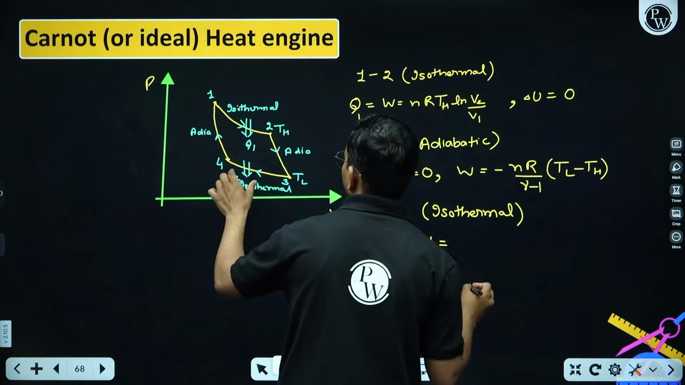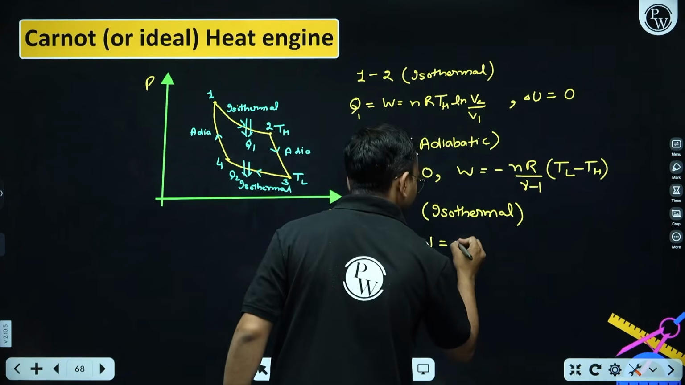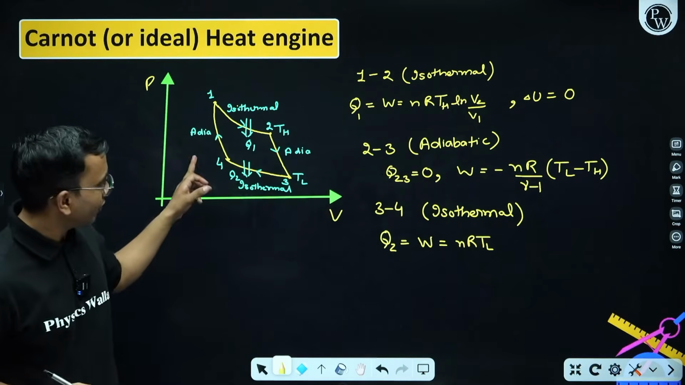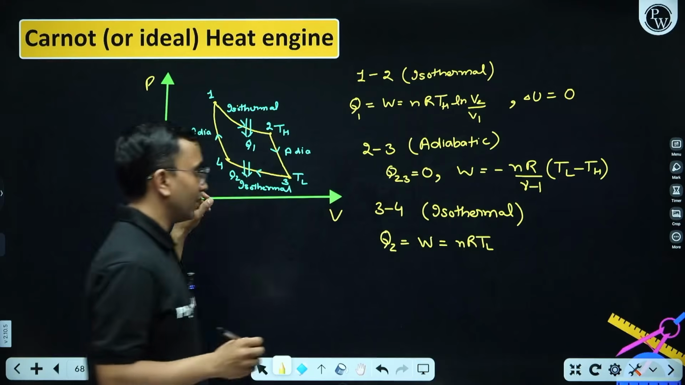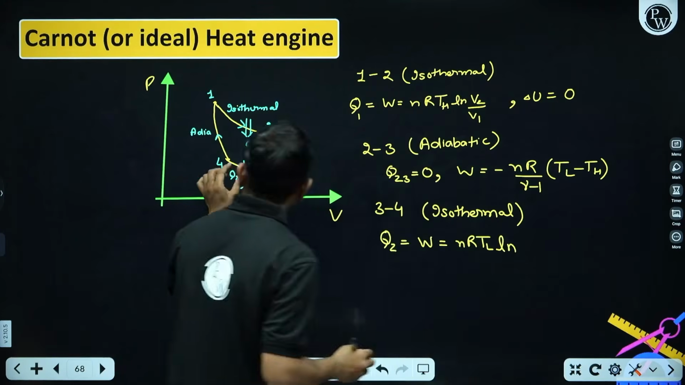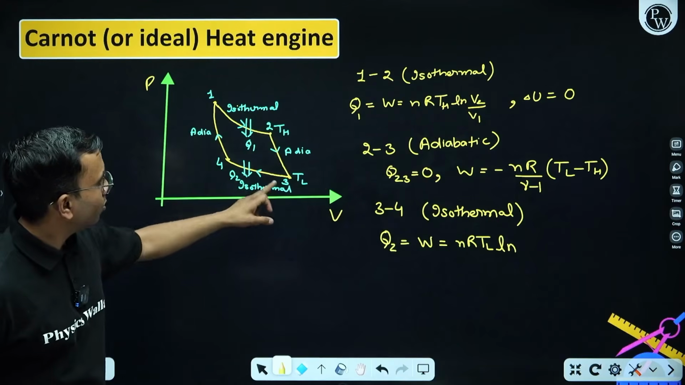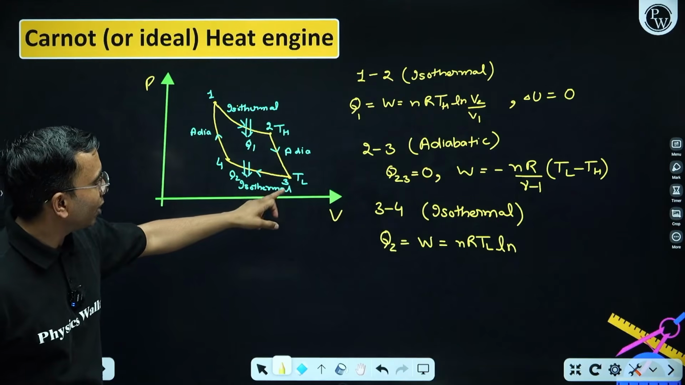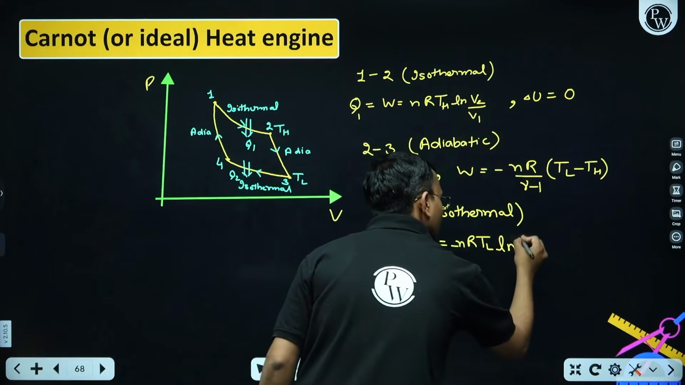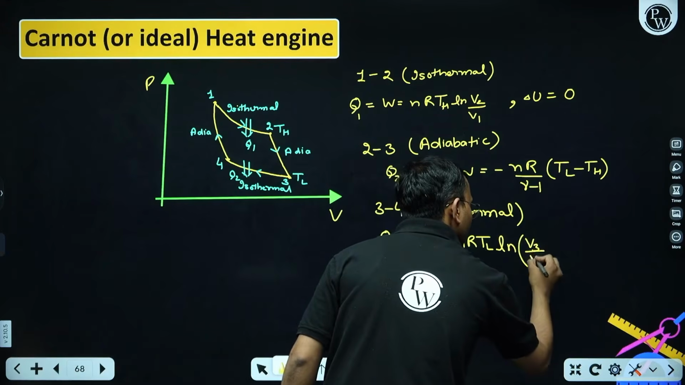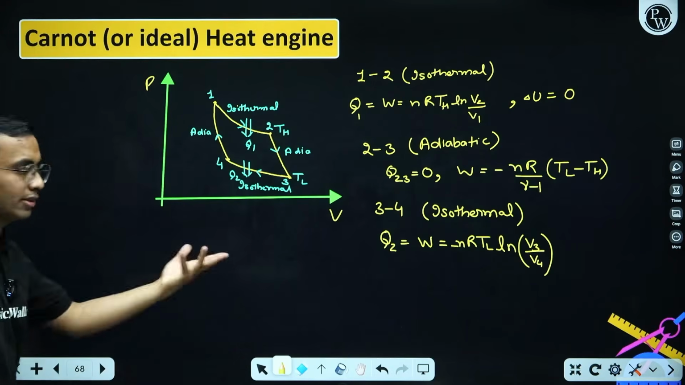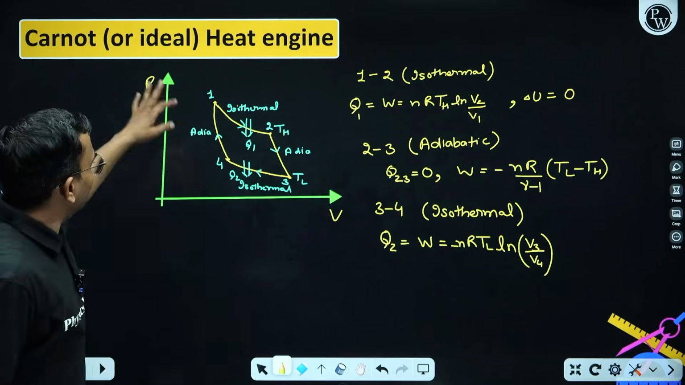So nRT, where T is T low, ln V2, where V final is V4, so V4 by V3. That is nRT ln V4 by V3, and V4 by V3 I can write as minus of ln V3 by V4, because V3 is greater, therefore I wrote it like this. So heat is rejected.